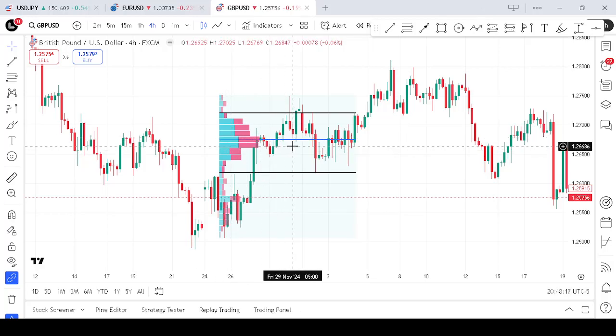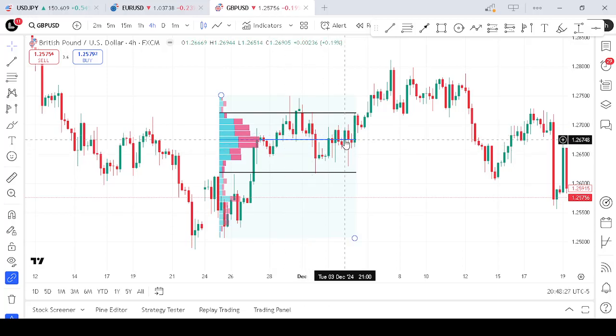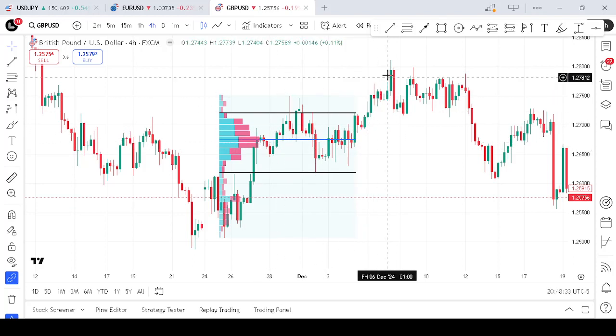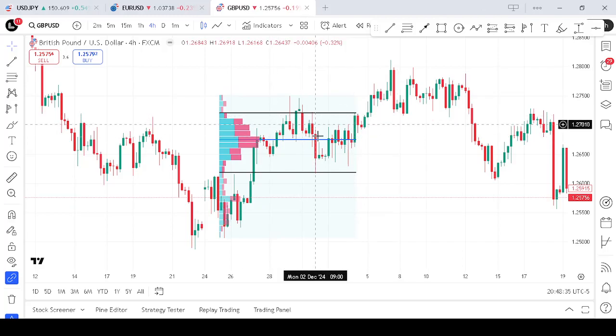On our chart, you might notice that price oscillates around the point of control area before making its next move. You see price is moving around this area before it makes its next move, whether to the upside or to the downside. This behavior can help you anticipate whether price will break out or stay within the value area.